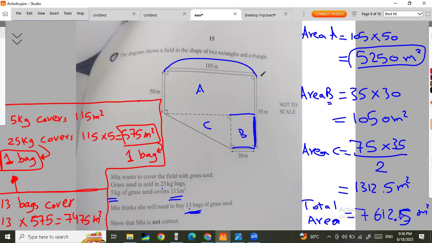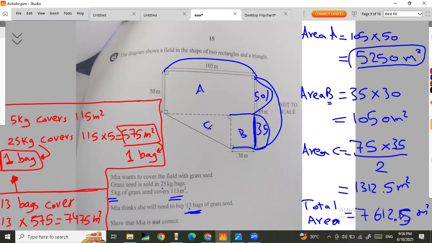Well, I know that all of this is 85. He told me that, and this part is 50. So the other part is what? If all of this is 85 and this part is only 50, then the other part is 35. So I'll do 35 by 30, 35 by 30 gives me 1050 meters squared, and this is the area of shape B.